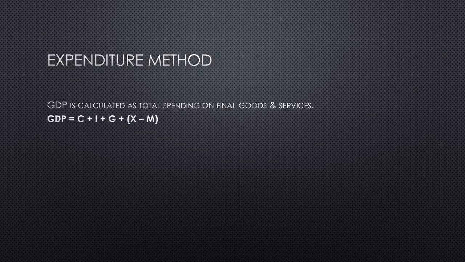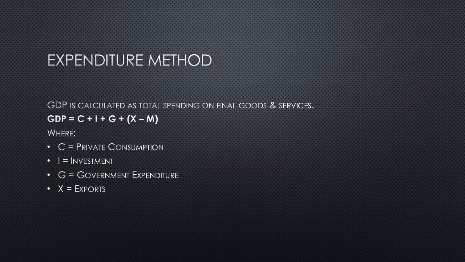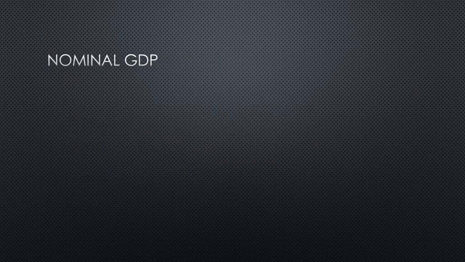Expenditure method. This method calculates GDP as total spending in the economy. The formula is C plus I plus G plus X minus M, where C is private consumption, I is investment, G is government expenditure, X is exports, and M is imports. This formula is very important for UPSC prelims, so it should be memorized.